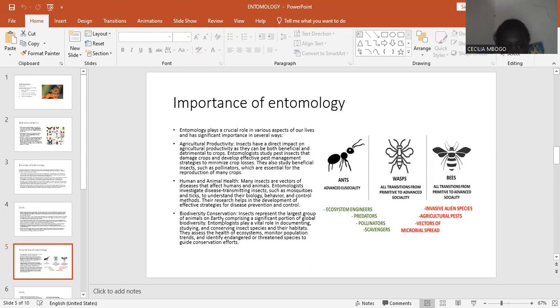And then now biodiversity conservation. Insects represent the largest group of animals on Earth, comprising a significant portion of global biodiversity. Then entomologists play a vital role in documenting, studying, and conserving insect species and their habitats. They assess the health of ecosystems, monitor population trends, and identify endangered or threatened species to guide conservation efforts.